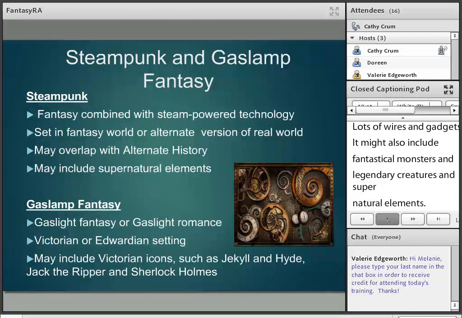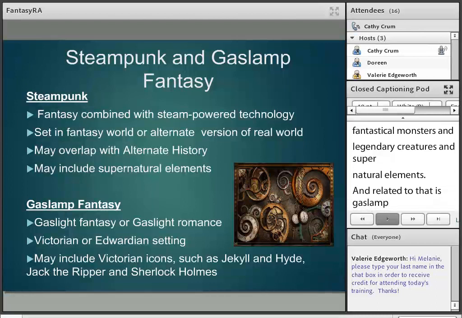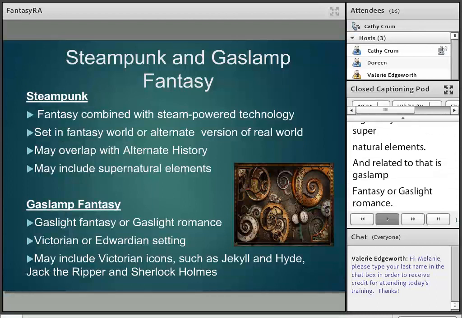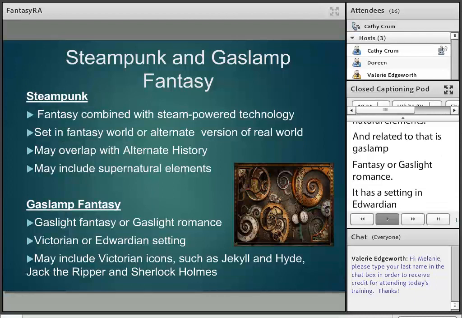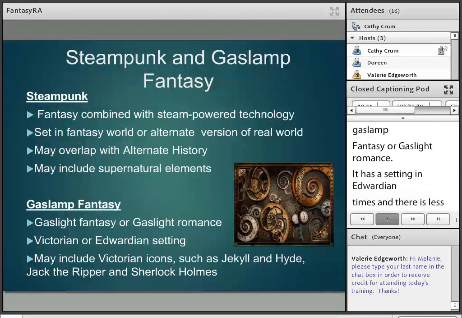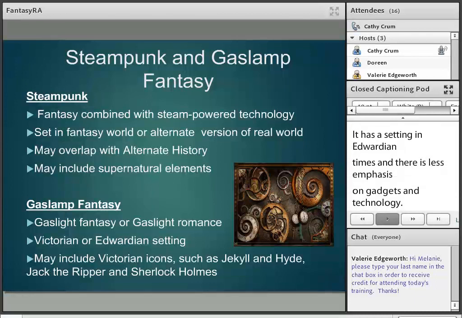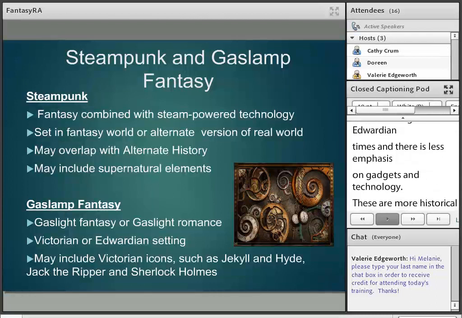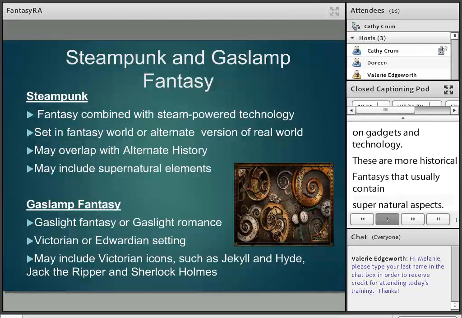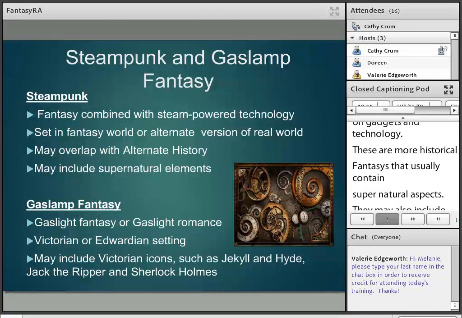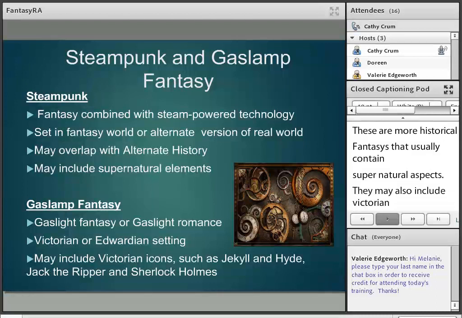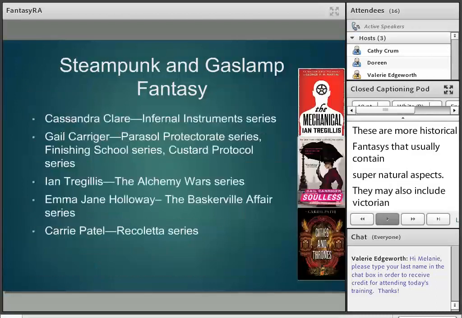Related to steampunk is gaslamp fantasy, also known as gaslight fantasy or gaslight romance. This typically has a setting in Victorian or Edwardian times, and there's less emphasis on gadgets and technology. These are more historical fantasies that usually contain supernatural aspects. They may also include Victorian icons such as Jekyll and Hyde, Jack the Ripper, Dracula, and Sherlock Holmes.